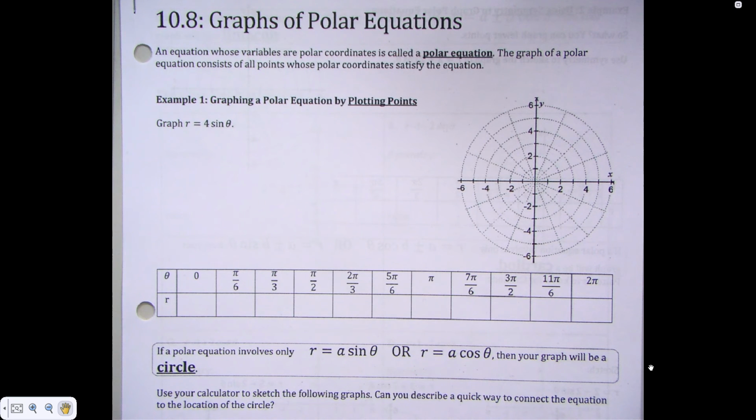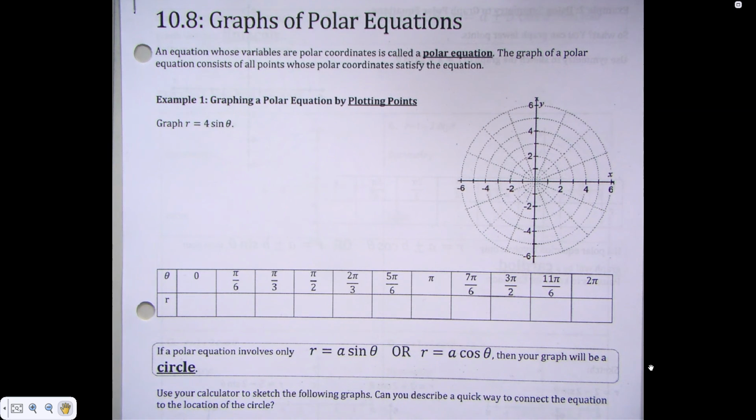I'm going to split these notes up a little bit. We're going to focus on the different types of graphs. There's circles and cardioids and roses. Those are our primary focuses. And so I'll break them up just so that the note set isn't quite so long.